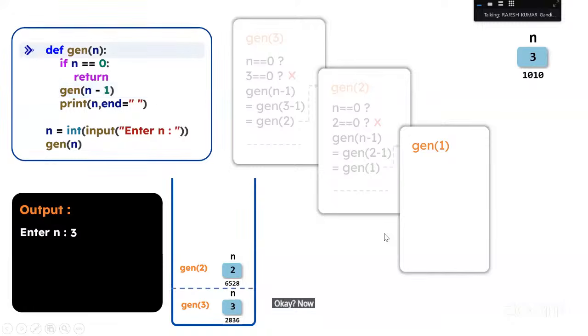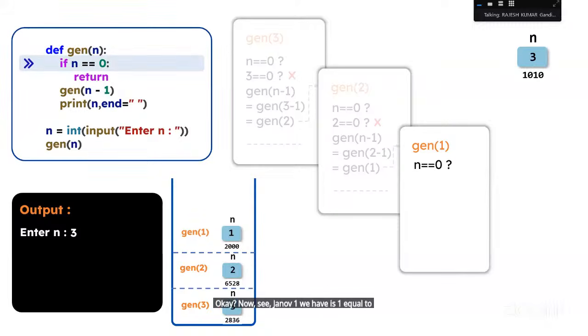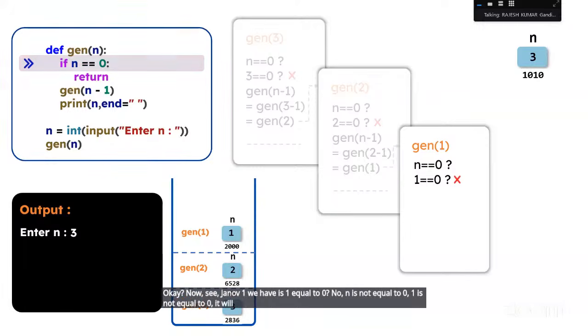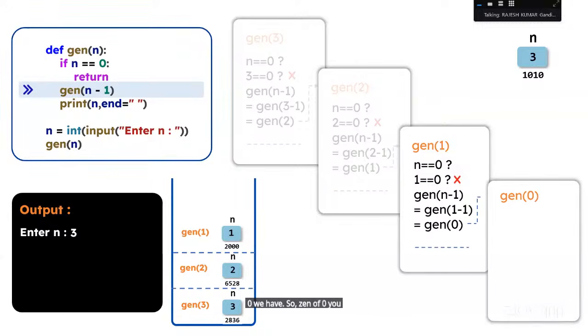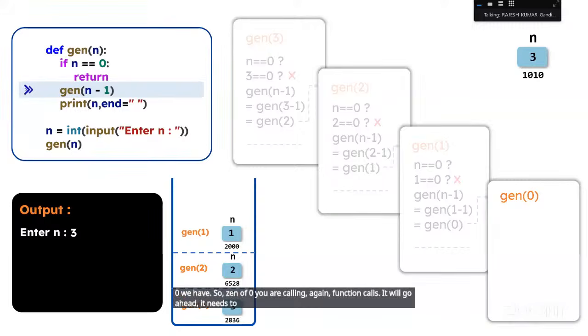Now see, gen of 1 we have. Is n equal to 0? No, n is not equal to 0. 1 is not equal to 0, so it will not be executed. Now the next line, gen of n minus 1. So what do we have in gen of n minus 1? N minus 1 means 1 minus 1, that is 0. So you're calling gen of 0, again a function call. It will go ahead, it needs to execute, and it needs to come back.